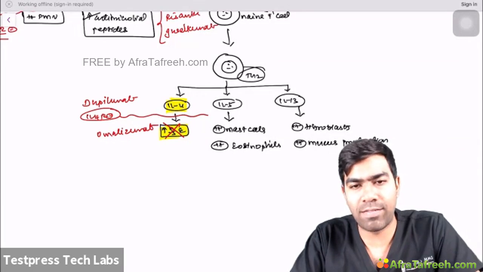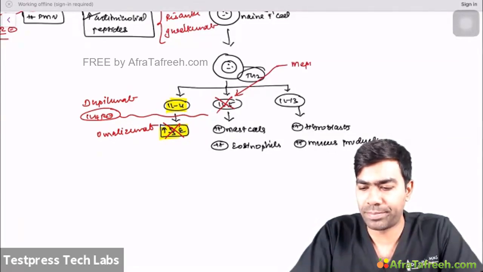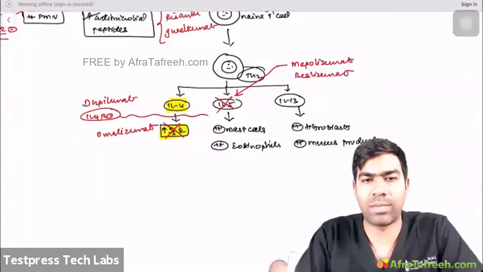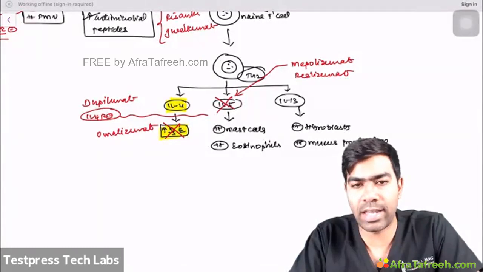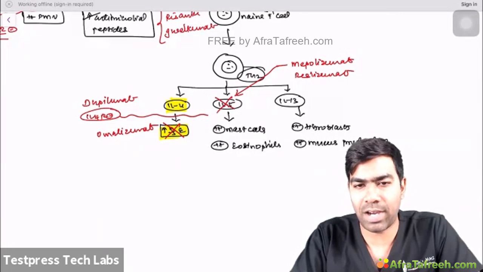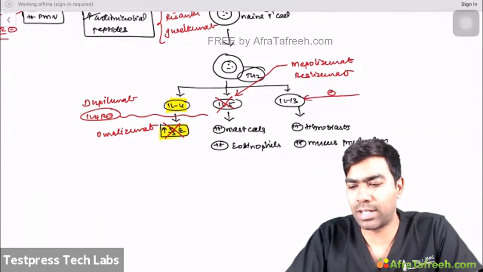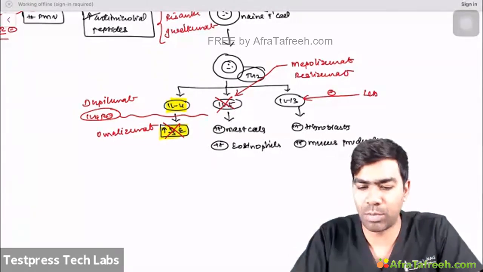And then you can block the IL-5 directly. So what are the drugs that block IL-5? There are two drugs. One is mepolizumab, and we have another drug called reslizumab. Reslizumab and mepolizumab are basically IL-5 inhibitors because they can reduce the eosinophilic response. And we have IL-13 inhibitors as well. One of the important drugs that block IL-13 is something called lebrikizumab.